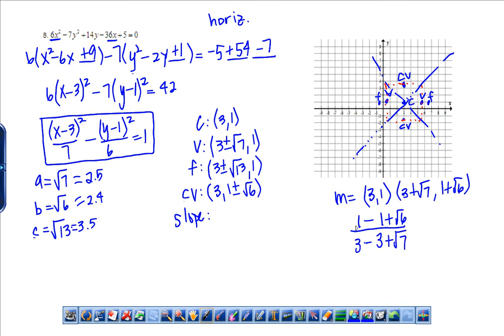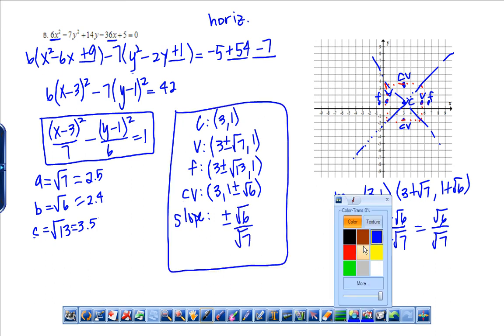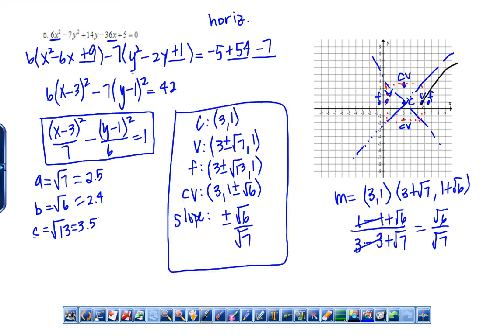Oh, that turned out good. The 1's cancel, the 3's cancel. This gives you root 6 over root 7. So this is my crazy slope. And let's draw in our hyperbola. So from your vertex, this should be horizontal. And there you go.